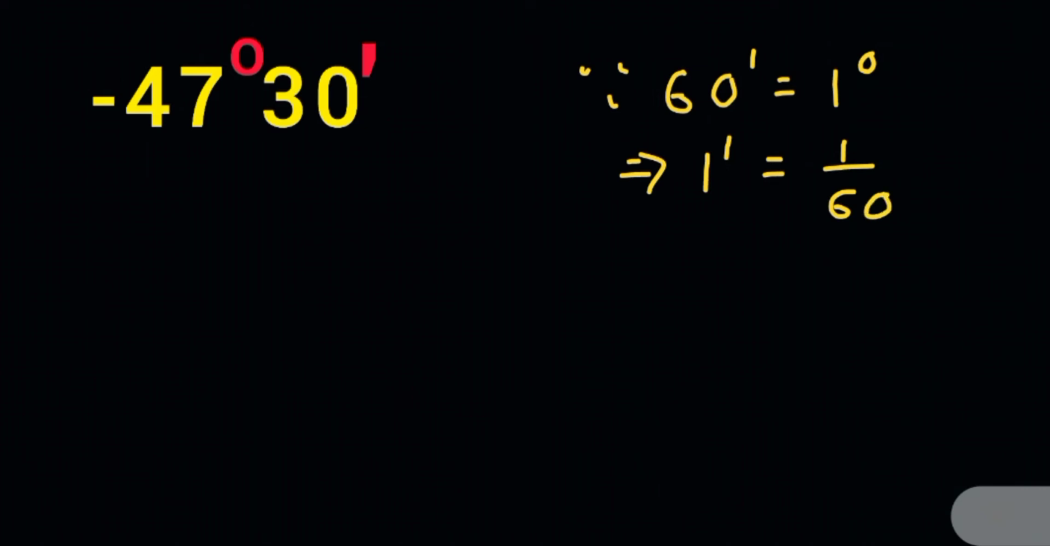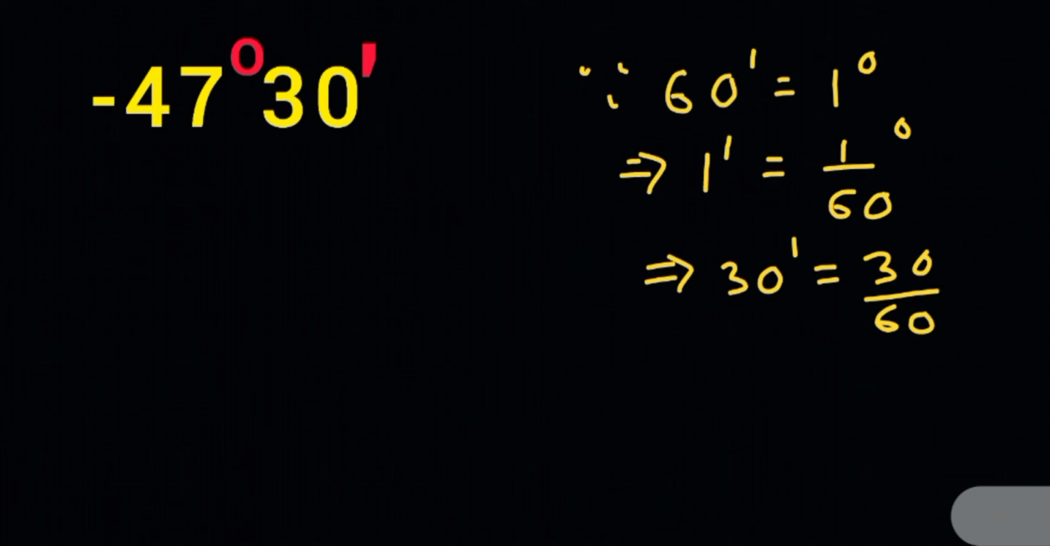Step by step. So this is our question, minus 47 degree 30 minute. First I have to convert this 30 minute into degree. Since 60 minute is equal to 1 degree, 1 minute will be 1 upon 60 degree. In the same way, 30 minute is equal to 30 into 1 upon 60 degree.